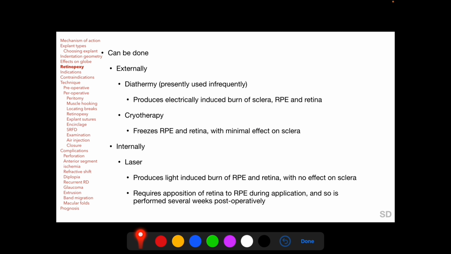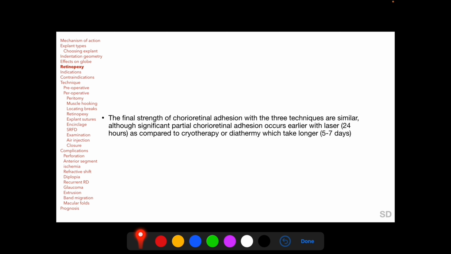with no effect on the sclera, but laser requires apposition of retina to the retinal pigment epithelium during application and so is performed several weeks post-operatively following scleral buckling. The final strength of chorioretinal adhesion with these three techniques is similar, although significant partial chorioretinal adhesion occurs earlier with laser, within 24 hours, as compared to cryotherapy or diathermy, which take longer.